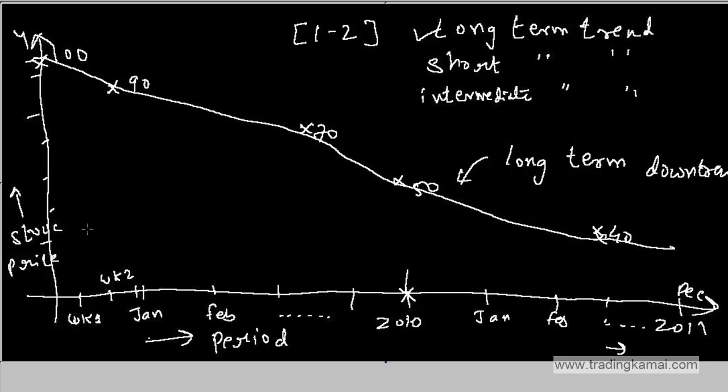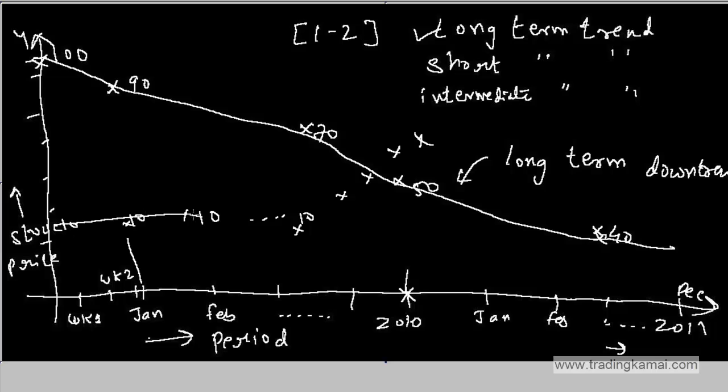Now let's say you have one more stock. At the start of 2010, the value is 10. In January again the value is 10. In February again the value is 10. Let's say this continues till, approximately, August. And then from August onwards, suddenly the stock starts increasing.